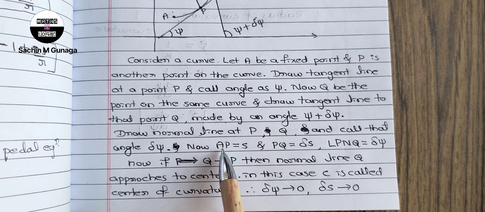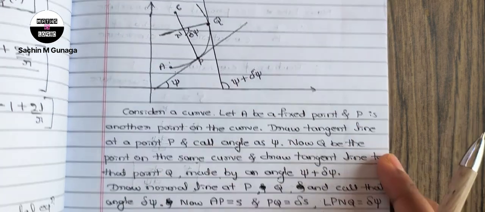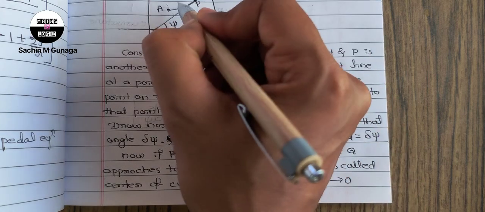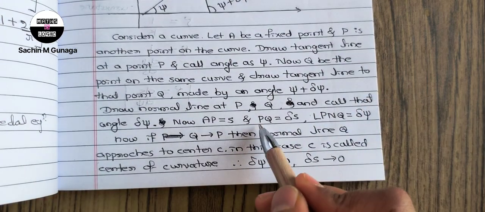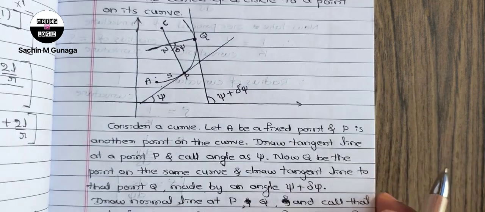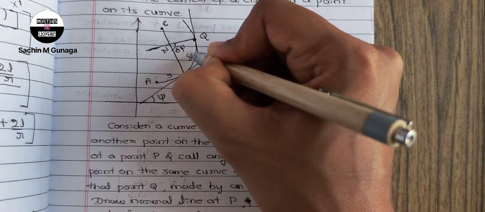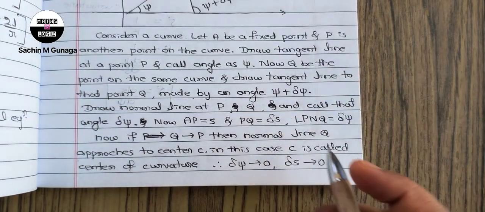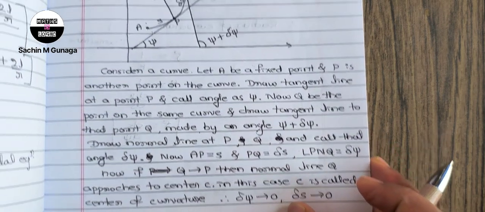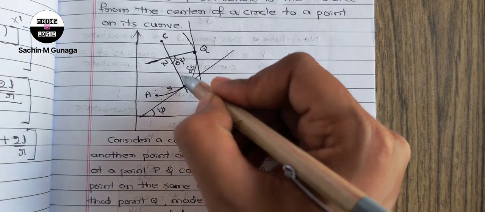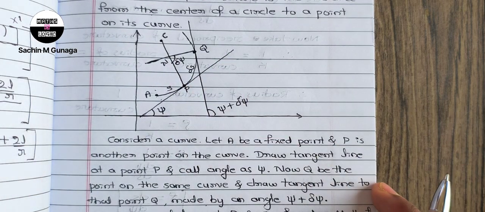Now the AP distance, this AP distance is S. We will take this AP distance as S. PQ distance is delta S, and angle PNQ is equal to delta psi. This angle PNQ becomes delta psi.